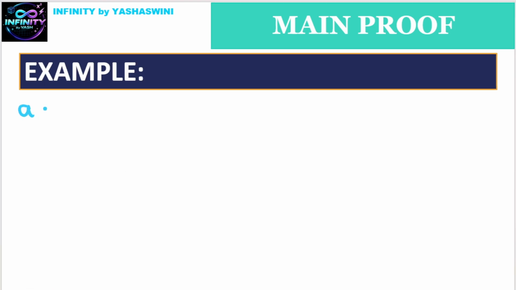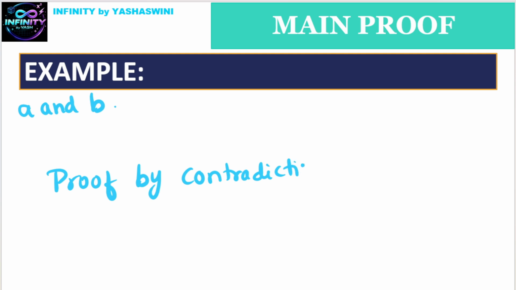Let's imagine two friends A and B. They promised we have no common friends. Suddenly we discover both are friends with 2. That means they lied, right? This contradiction proves our assumption wrong. This method is called proof by contradiction. So proof by contradiction works here.